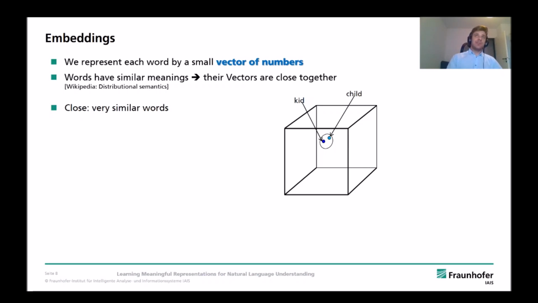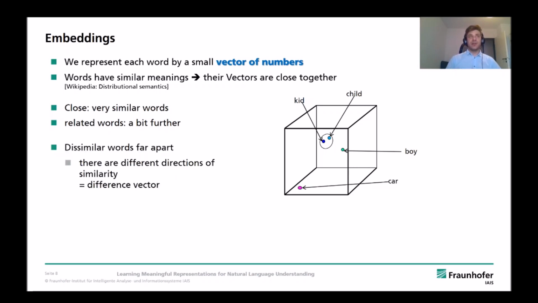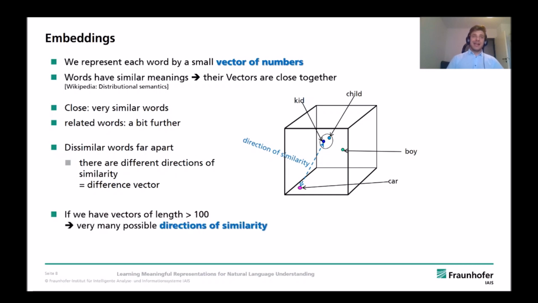Words which are closely related but not a synonym should be a bit farther apart. So the word boy or the word girl should be a bit farther from kid and child. And unrelated words like the word car should be even farther apart. There's one more important thing, and that is we can also calculate a difference vector between two words. And as we can see in some of these approaches, which we're going to learn about now, this direction of similarity also has a meaning. And there's some very cool properties of this. And if we have vectors of length more than 100, we have many possible directions of similarity and many ways and dimensions of coping with meaning.